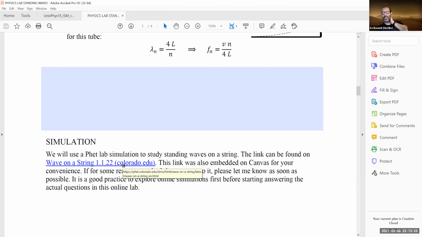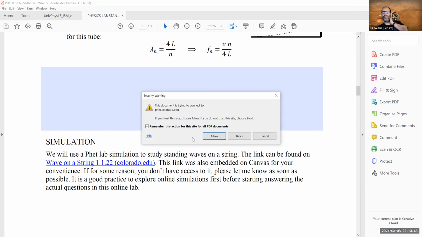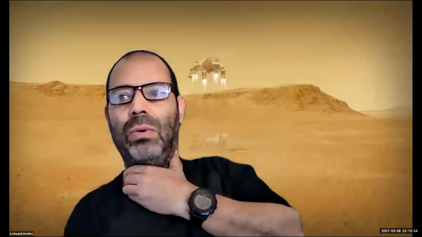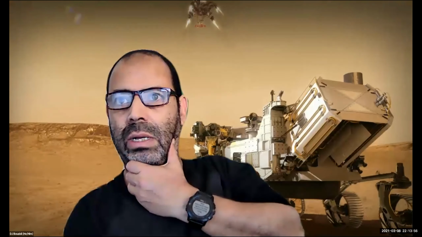Now, here is the link for the actual simulation for this lab. If you click on it, it's going to take you to the simulation. When you hover over it with the mouse, it's going to give you the link if you're not sure. The link is https://phet.colorado, from the University of Colorado simulation. So I'm going to click on it. I'm going to allow, and it's going to open a simulation. I'm going to stop sharing that screen and share with you how it looks when you open it. Okay, so this is the simulation.